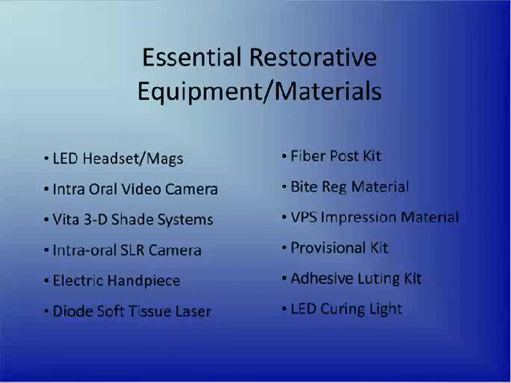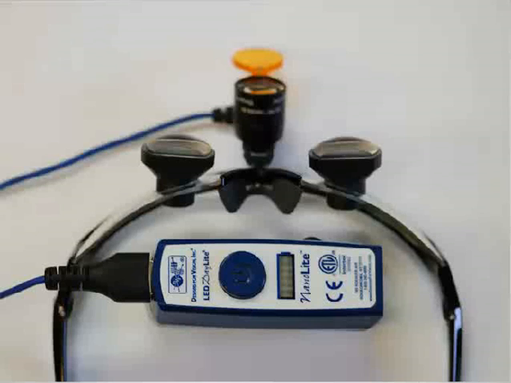Things such as the Vita 3D shade system, fiber posts for building up post and cores, adhesive luting agents are extremely important, LED curing lights. We're not going to spend a whole lot on that, but just to mention that they are all part of this pot that we mix for the final successful outcome. But I will want to mention a couple things real briefly at the beginning, which I think are intuitive, but at the same time we can't take for granted.